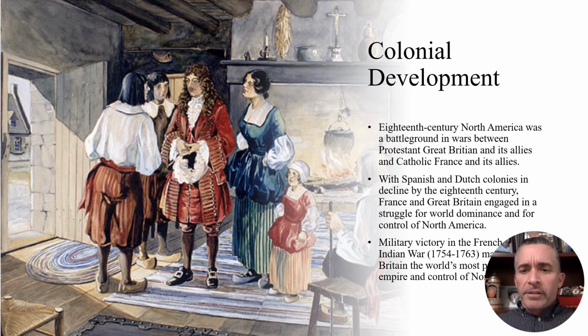The Spanish and the Dutch colonies were in decline by the 18th century. The Spanish never devoted the necessary amount of people and resources to the colonies, and they focused more on extracting wealth like gold and silver, converting the natives to Catholicism, and their colonies remained small. There were only about 50,000 Spanish settlers in North America by 1750.